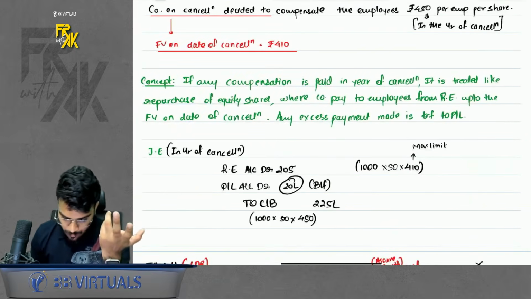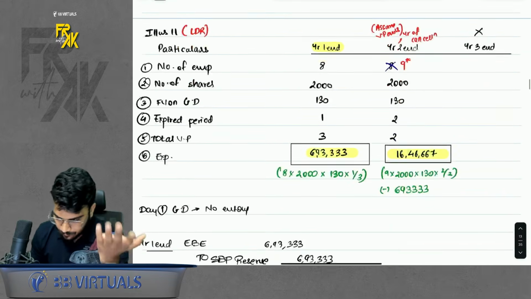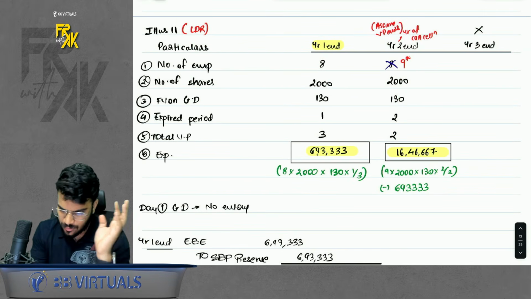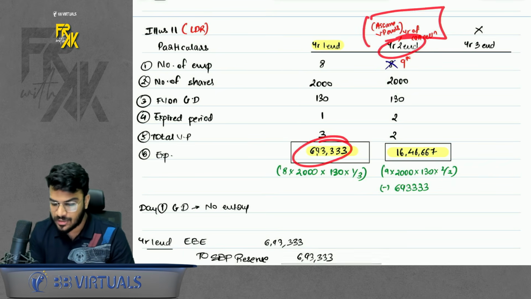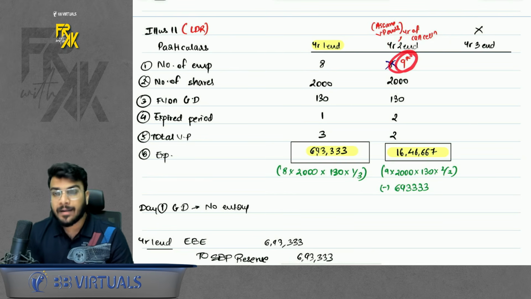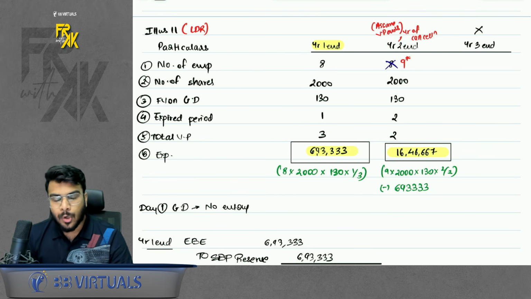We have one question also based on this, that is illustration number 11. You can see the solution directly also. We had 8 employees in the first year, we booked the expenditure. In second year cancellation is there. Okay, but in second year there are 9 employees now. So now what to do? Do not do the reversal directly. First book the remaining expenditure.